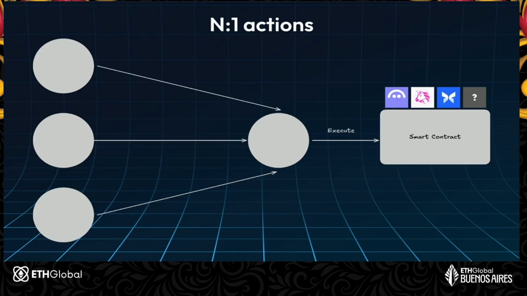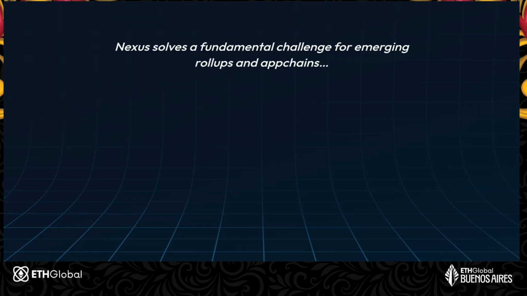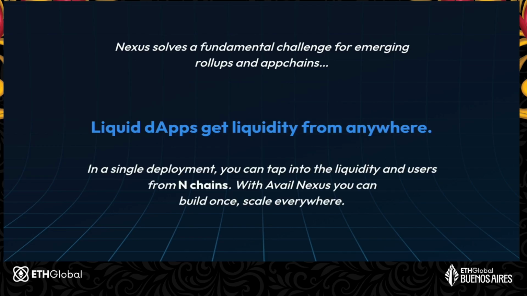There are multiple actions, there are smart contracts. We take care of everything. So there are end-to-end actions, and Nexus basically solves a fundamental challenge for emerging rollups. Just a line that I wanted to say, but in general, I want to show you a small demo of how it works and what you can achieve from Nexus.